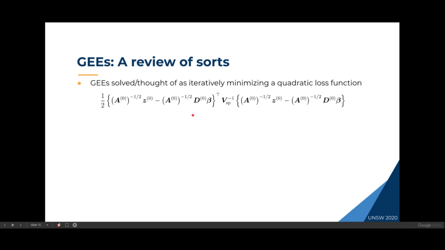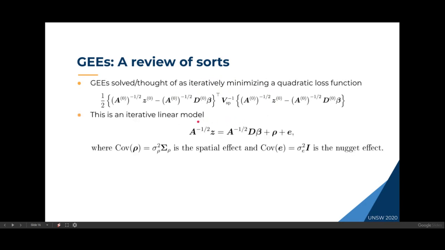Okay. All right. So GEs are often thought of as iteratively minimizing this quadratic loss function. You can actually push this a little bit further. In fact, in the original Liang and Zeger paper, this was pushed further to think about the GE as more or less solving an iterative working linear model. So the GE really comes down to trying to solve this working linear model. A minus half Z is my response here. And then I have A minus half D beta, which is here. And then I have plus rho plus E. Now I've dropped the superscripts on naught just to simplify the notation again.